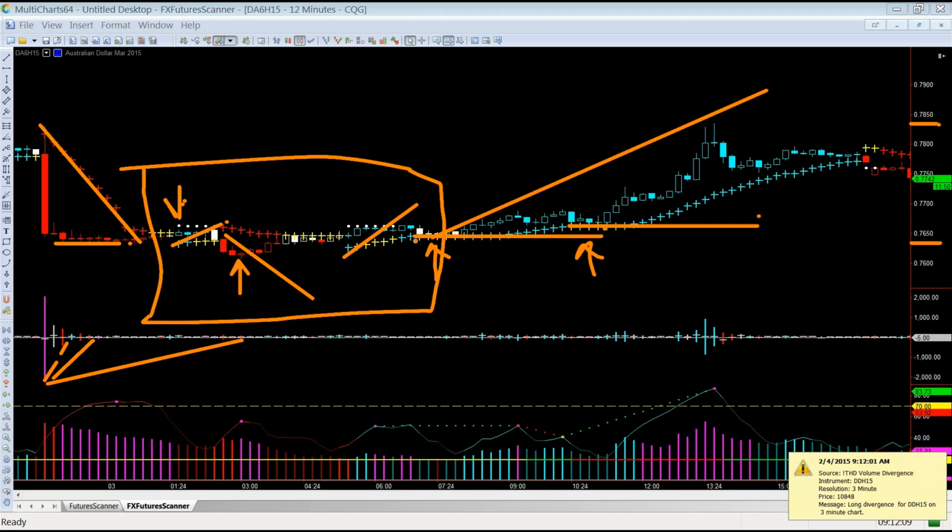What changes the color? Sorry, I had a cough there. What changes the color on the trend ATR crosses to yellow? When it gets within X amount of ticks of the ATR. Is that how I tell?